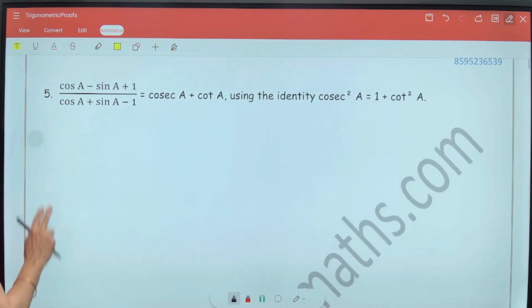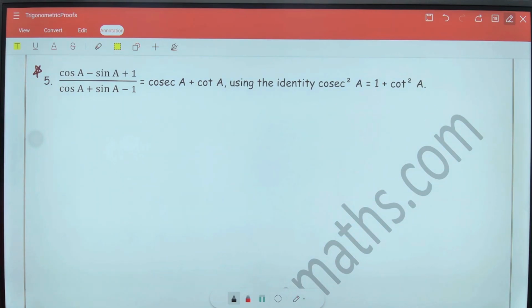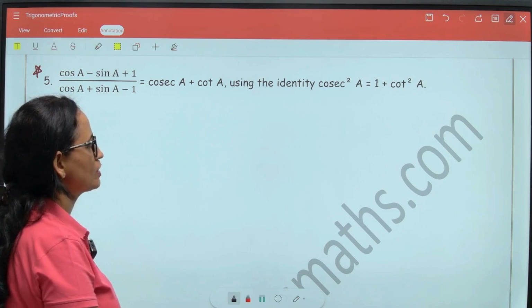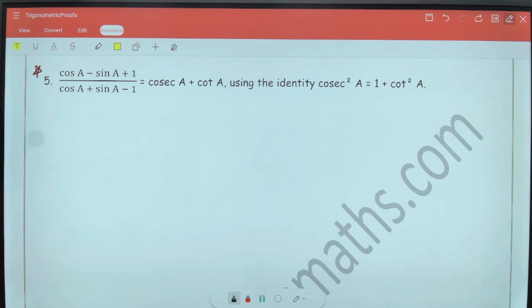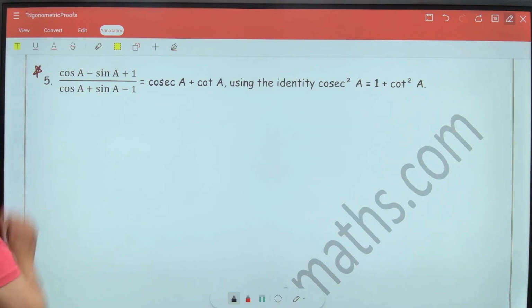So, let us move to the next question, question number 5. Now this is a very special question. Please put a star here and practice it at least twice. The question is cos A minus sin A plus 1 upon cos A plus sin A minus 1 equals cosec A plus cot A, using the identity cosec²A equals 1 plus cot²A. Now this question is very important, and it is very similar to the last solved example given in your textbook just before this exercise. So let's see how to approach such questions.